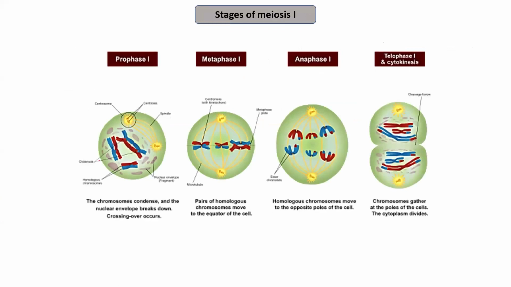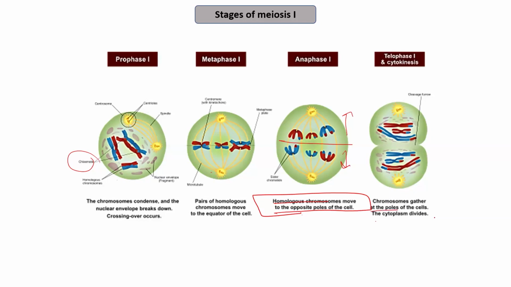In the prophase, we see the formation of chiasmata, there is recombination, and homologous chromosomes come in contact with each other. In metaphase 1, these homologous chromosomes align randomly, and in anaphase 1, the homologous chromosomes move to the opposite poles of the cell. So one pair of chromosomes will move here, the other will move to the opposite pole.